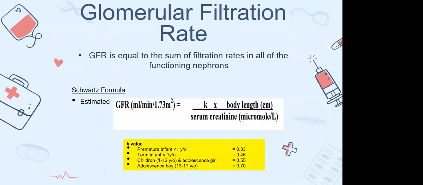Next, just a quick recap of how to calculate the glomerular filtration rate. It is equal to the sum of filtration rates in all of our functioning nephrons. According to the short formula, serum creatinine is the most commonly used test to estimate the GFR, by obtaining the serum creatinine from a blood sample. The K value is fixed according to the patient's age, and we multiply it by the body length of the patient and divide by the serum creatinine.